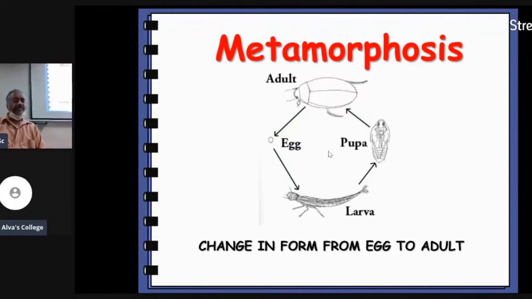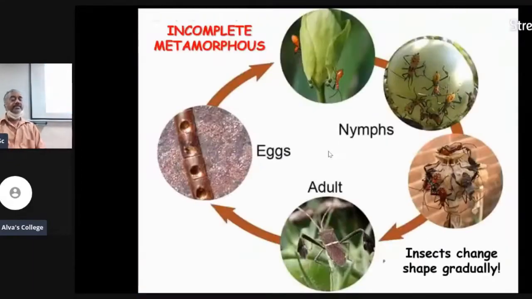You can see in the figure, you have the adult beetle, and then you have the pupa, the larva, and then the egg. They are so much different in their shape, size, color, food habits, and the habitat they occupy. This is what is called metamorphosis. The insects undergo metamorphosis and exhibit different forms in their entire life cycle.